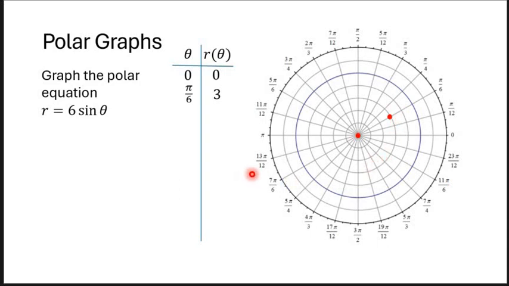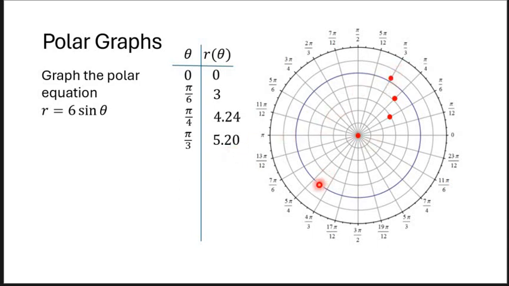Then I'm going to plug in pi over 4. When I plug in pi over 4, I get the sine of pi over 4 is the square root of 2 over 2, times 6 will be 4.24. So I'll graph that point, pi over 4, 4.24. And then I'm going to plug in pi over 3, this next angle. At pi over 3, I'm going to get 5.20 when I plug it in, because the sine of pi over 3 is the square root of 3 over 2 times 6 is 5.2. So I'll plot that point.